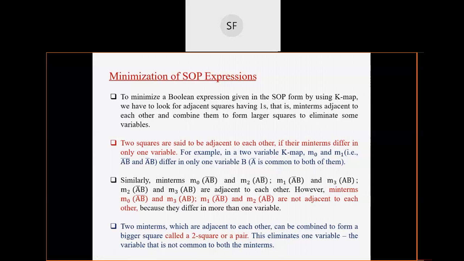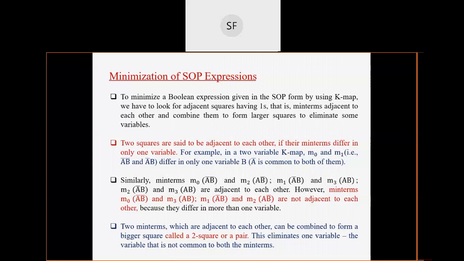Okay. So minimization of SOP expression. To minimize a Boolean expression given in SOP form by using K-map, we have to look for the adjacent squares having ones. That is, minterms adjacent to each other and combine them to form a larger square to eliminate some variables. So after the mapping, what is the first step in the minimization?